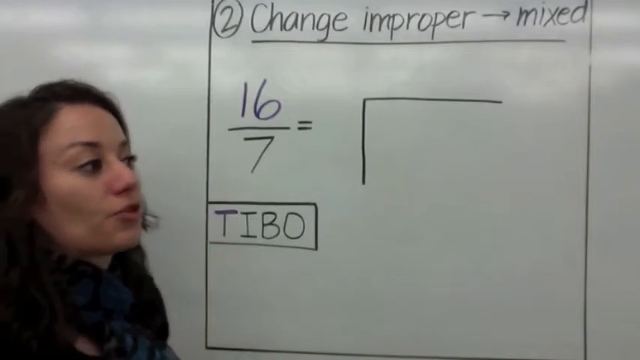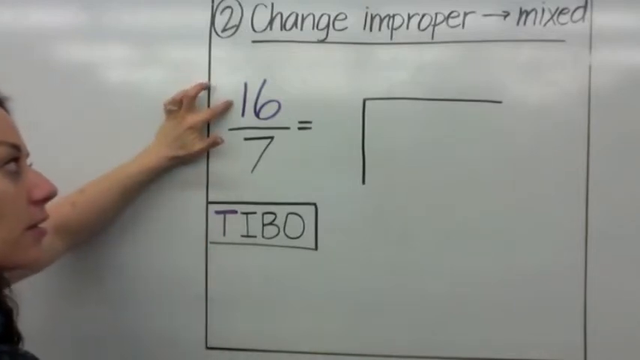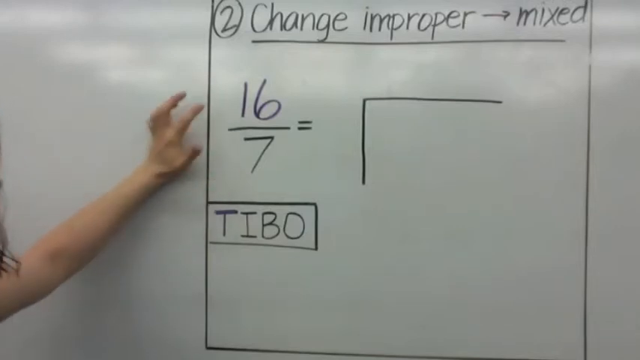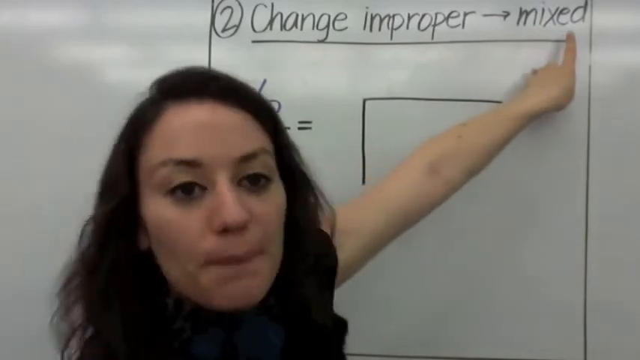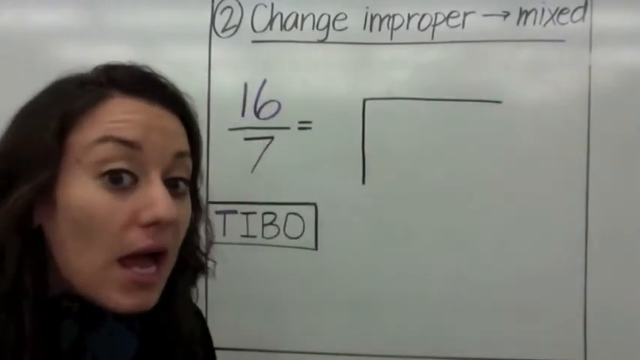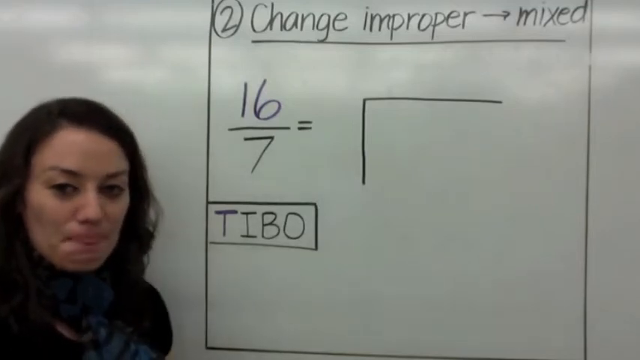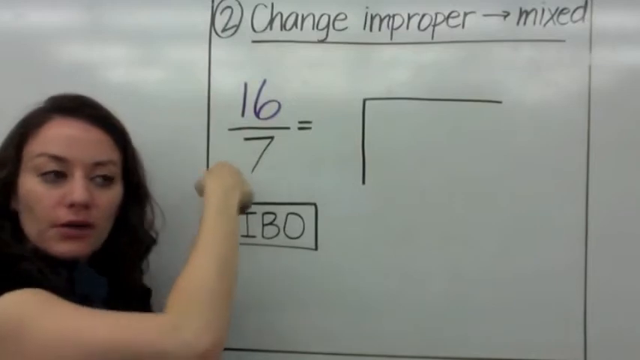Okay, let's take a look at number 2. The improper fraction is 16 divided by 7, or 16/7. We need to change this into a mixed number. And how do you do that? By using division. By using what? Division. Okay, so you have this division house. You figure out where to put the numerator and the denominator.